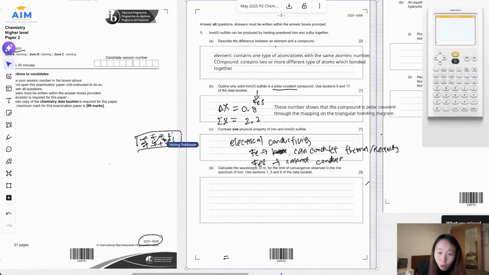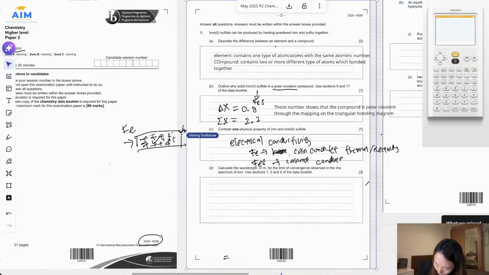The electrons are flowing around. It's very easy for them to flow from one side to the other side. This is called as Fe. So if, let's say, you apply heat or you drive a current through, the electrons can move from this side to the other side. So that's why it can conduct thermal or electricity.